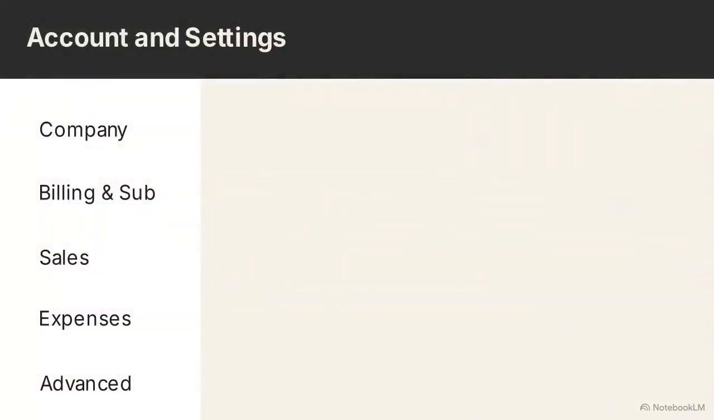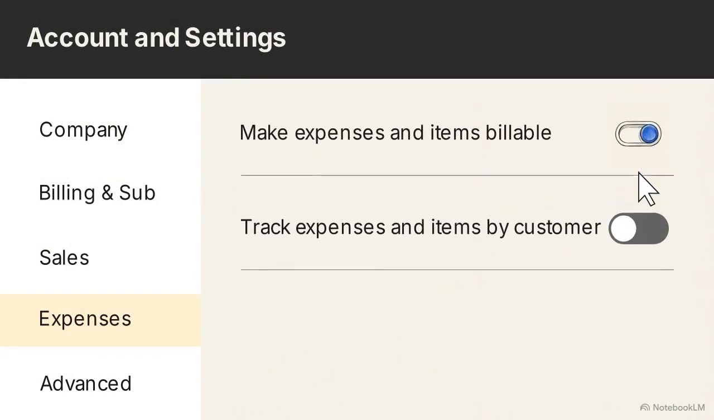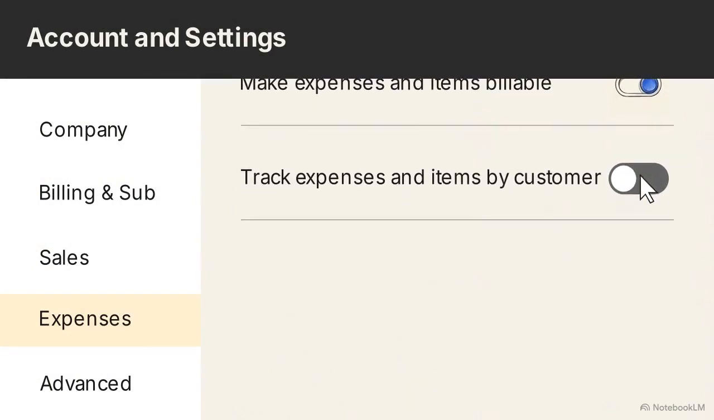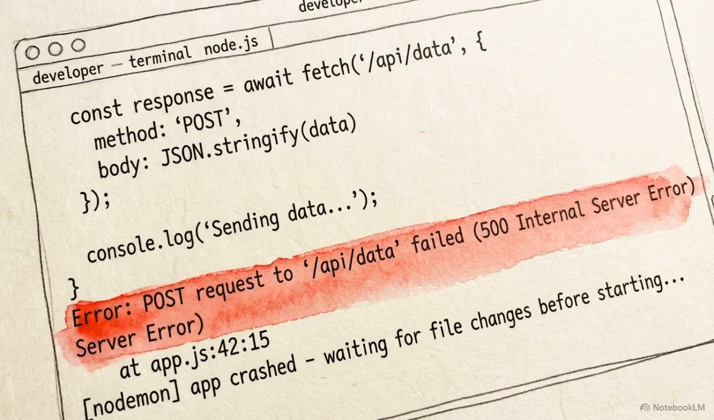Inside QuickBooks Online, we start by navigating to the Account and Settings menu, clicking on Expenses, and turning on the feature labeled Make Expenses and Items Billable. Right below that, we activate a second feature to track those expenses and items by customer. If these specific toggles remain off, any automated API calls we make later to assign a consultant bill to a specific client project will be rejected by QuickBooks.